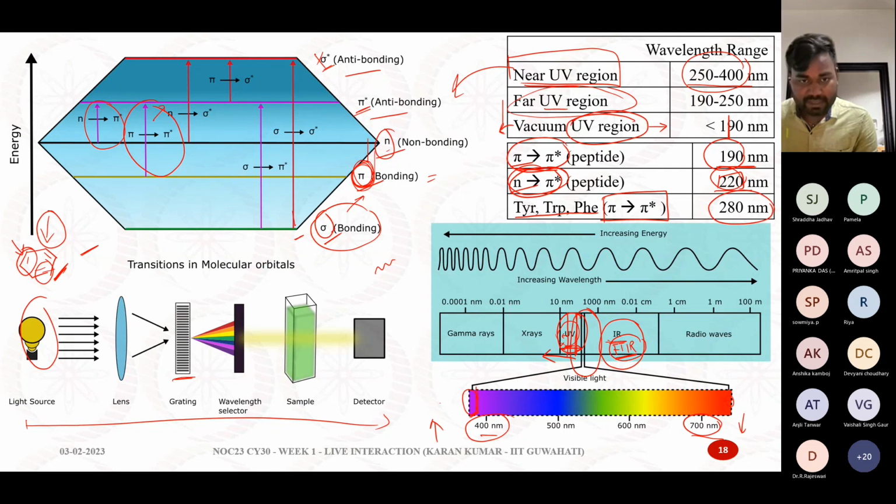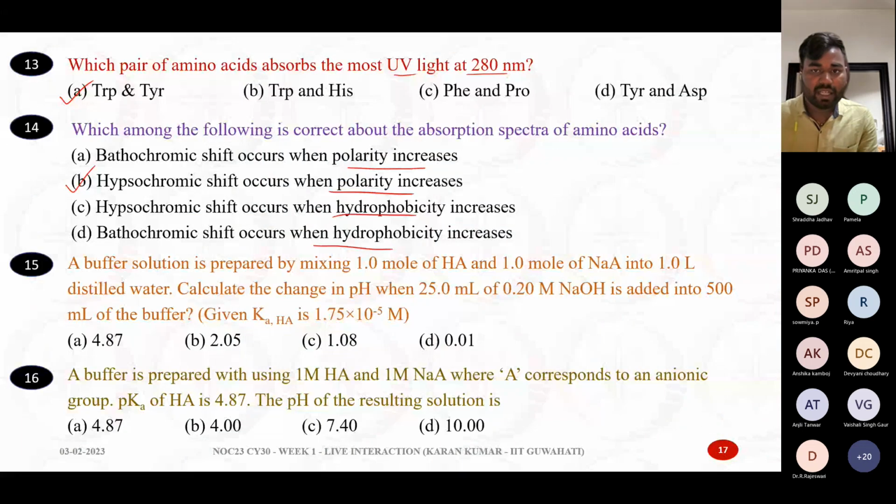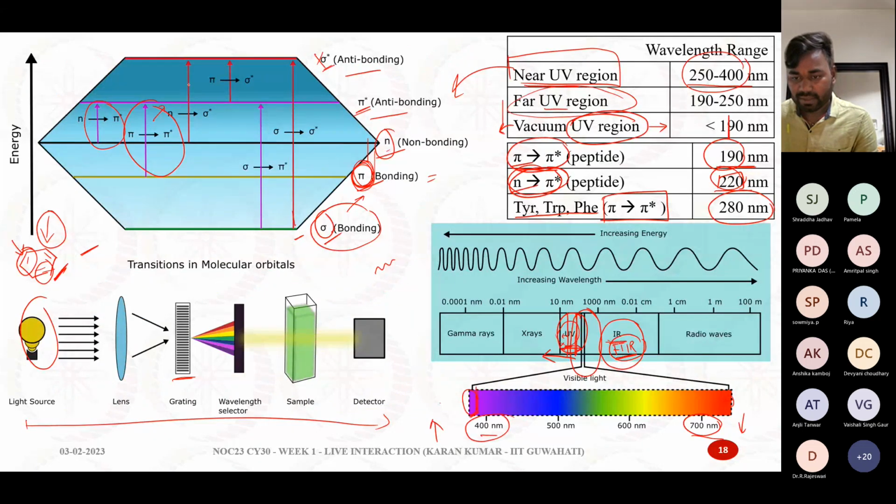Now, once this is done, because of this pi to pi star transition, the 280 nanometer is observed by the aromatic amino acids, which are tryptophan and tyrosine, because there occurs pi to pi star transition. Okay, is that understood? Is that clear to everyone?